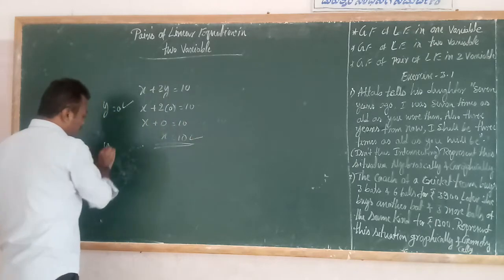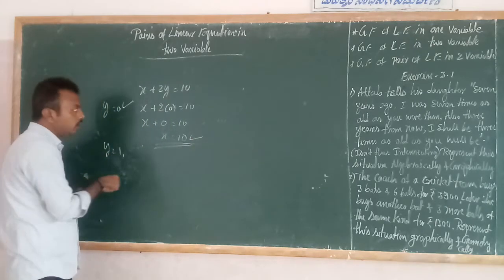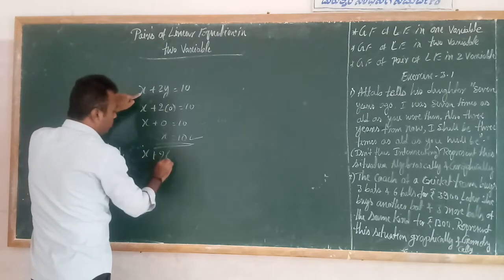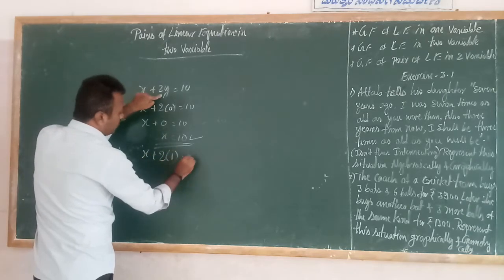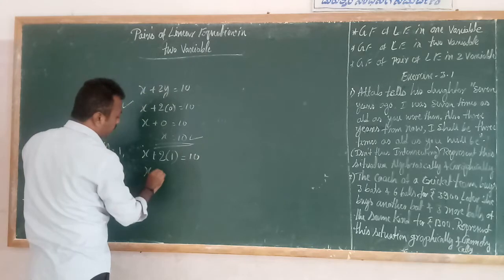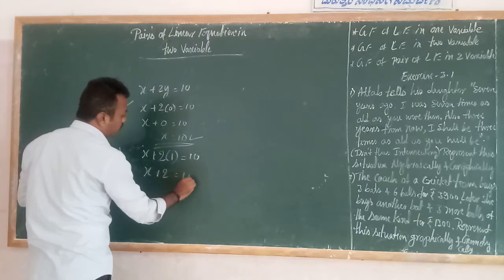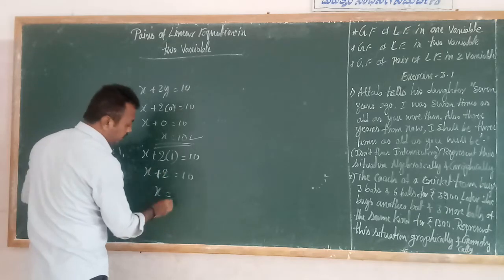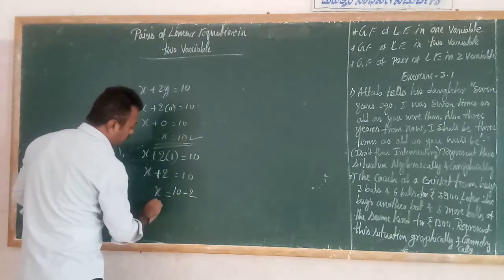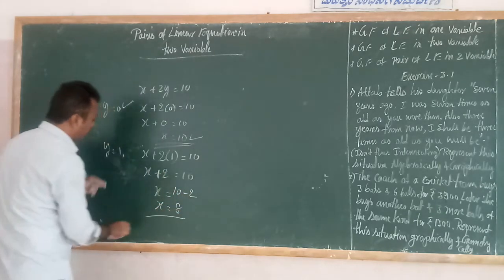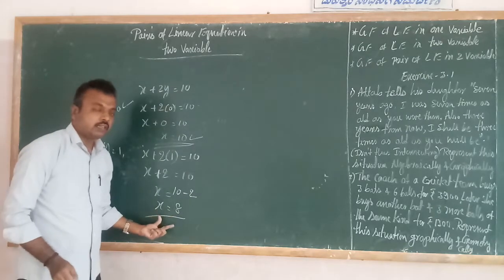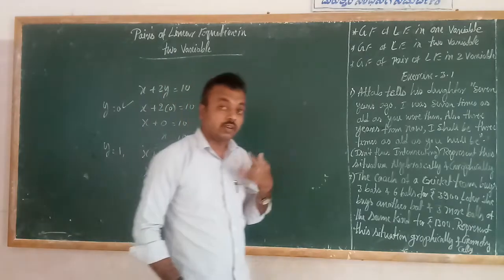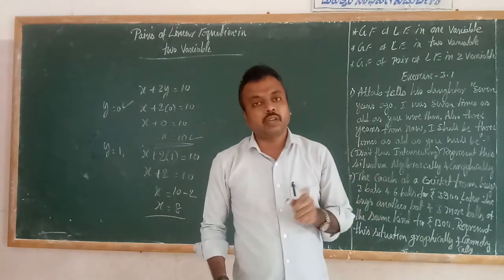Like that, you can give y is equal to 1. In that, x plus 2 into 1 is equal to 10. Therefore x plus 2 is equal to 10. So x is equal to, you send the 2 to the RHS, it becomes minus 2, therefore x is equal to 8. When y is equal to 1, x becomes 8. Like that, if you give y is equal to 2, 3, 4, 5, you can give unlimited values and get corresponding values.